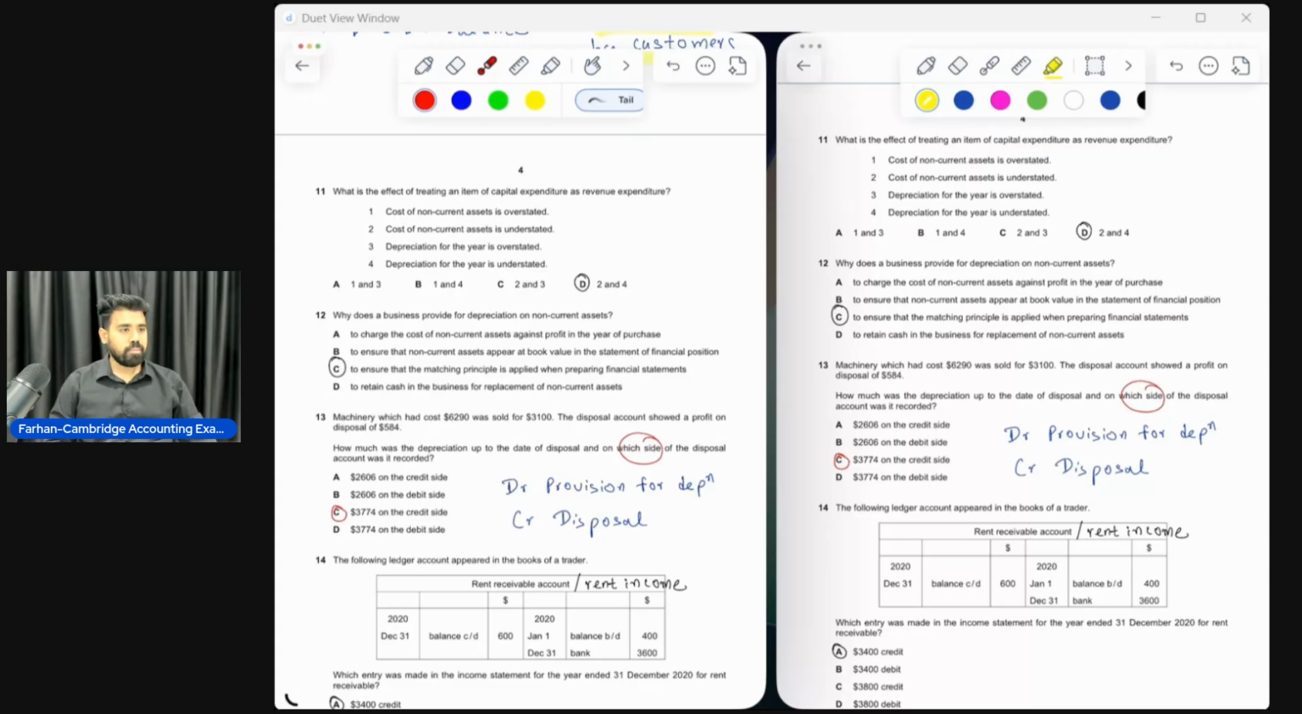Let's say, for example, you have a land, and on that land, you have a factory or a warehouse. And because your business has been so awesome, you decided to extend your warehouse and factory.